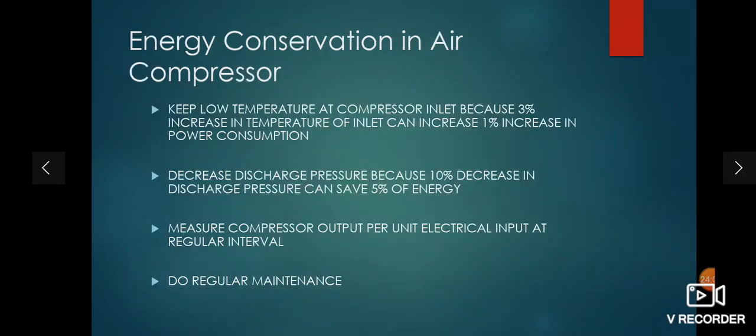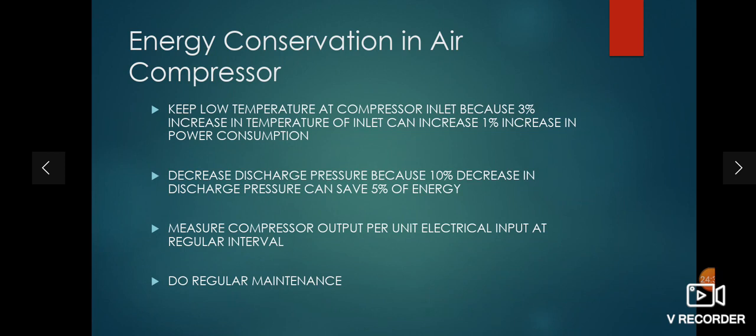Now, energy conservation in the air compressor. How to conserve energy in the air compressor? Keep a low temperature at the compressor inlet, because a 3% increase in the inlet temperature can increase the power consumption by 1%. So always make it a habit to lower the temperature at the compressor inlet, because if the temperature is increased, there is a direct increase in the power consumption.